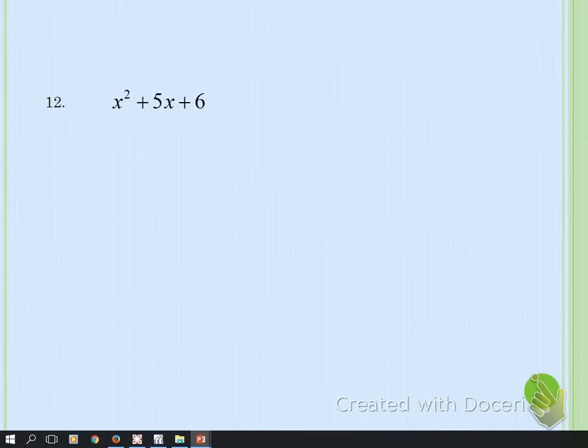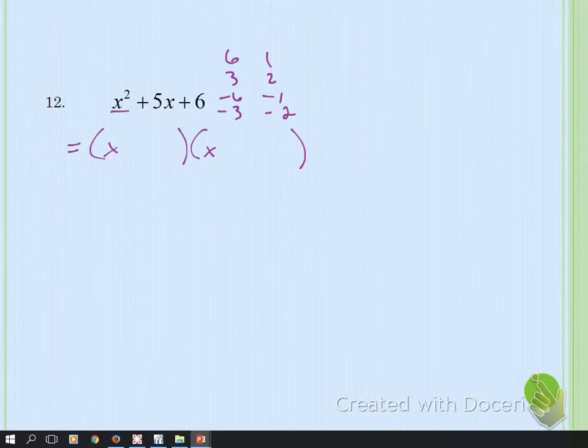Okay, try this one. Stop the video, start it back up, and check your answer. Okay, GCF is 1, so we don't factor anything out. Factor this guy into x and x. I need factors of positive 6, so 6 and 1, 3 and 2, negative 6 and negative 1, negative 3 and negative 2. Which one adds to positive 5? 6 plus 1 is 7. Negative 6 plus negative 1 is negative 7. Negative 3 plus negative 2 is negative 5. It's 3 and 2. Plus 3, plus 2, and we're done.